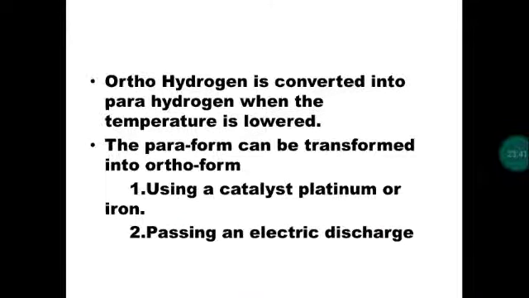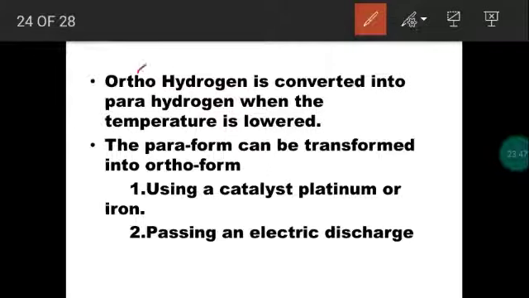Okay, how to convert one form of hydrogen molecule into another form of hydrogen molecule? Orthohydrogen can be converted into parahydrogen by reducing the temperature. When you reduce the temperature, ortho will be converted into parahydrogen. But to convert parahydrogen into orthohydrogen, we may adopt different methods. Either you may use a catalyst, platinum or iron, or you may pass an electric current.